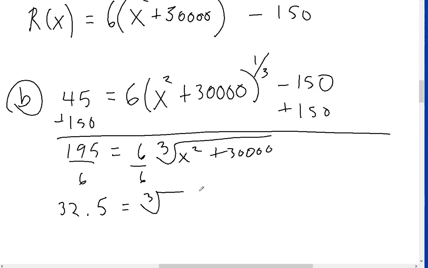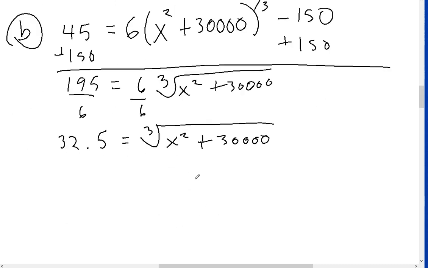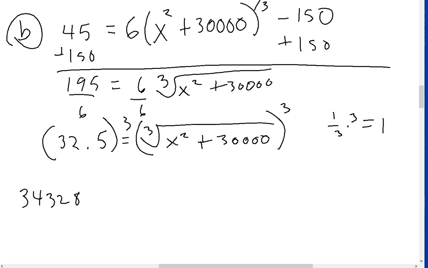The cube root of X squared plus 30,000. And again, my X is inside of a cube root. I've got to get it out of there. So to undo a cube root, you need to cube both sides. When you cube a cube root, you're doing 1/3 times 3, right? Remember, this cube root is a 1/3 power times 3. You end up with an exponent of 1, so you don't even need the exponent. So that is 32.5 to the 3rd power is 34,328.125. I'm going to stick with the 3 decimal places.